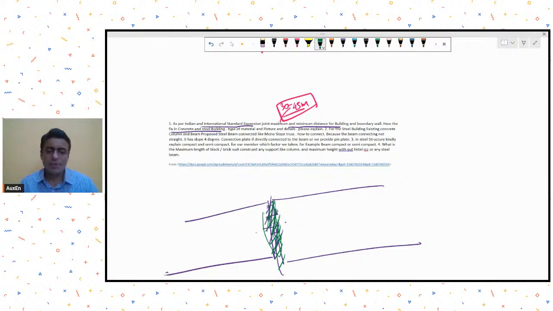I am not very sure about the code which deals with this filling in the expansion joints.